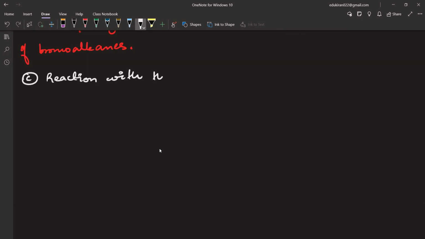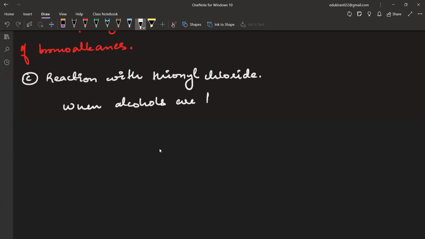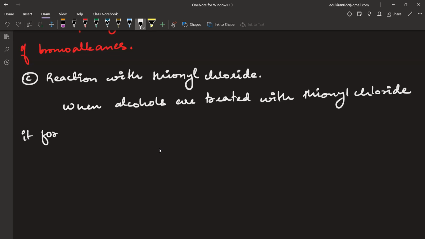Reaction with thionyl chloride. Yes, please say. When alcohols are treated with thionyl chloride, it forms alkyl chloride, HCl and sulfur dioxide. So these are the three products that are formed. Okay, sulfur dioxide.